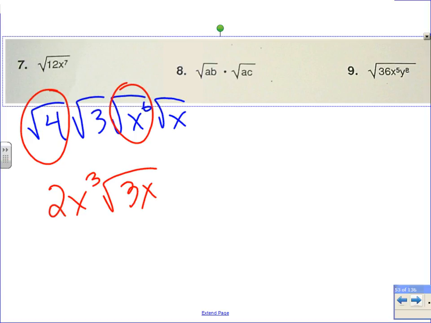Okay, raise your hand if you have number 8 done. Okay, if you didn't do number 8, do number 8. If you didn't do number 9, do number 9. I'll give you guys a second. Some of you guys are done, some of you are not. So go ahead and try 8 and 9. I'll give you a couple minutes.